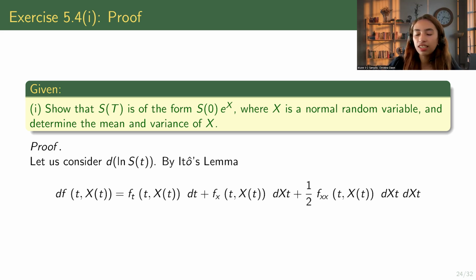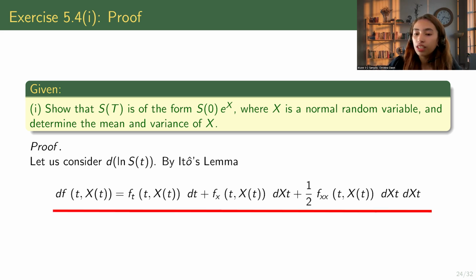So to prove this, let us consider the derivative of the natural logarithm of S of t, and using Ito's lemma, which is equal to the derivative of Ito's process, that is f of t, x of t, is equal to the time derivative of f of t, x of t plus the first derivative of f of t, x of t dx of t plus 1 half of the second derivative of f of t, x of t dx squared of t.